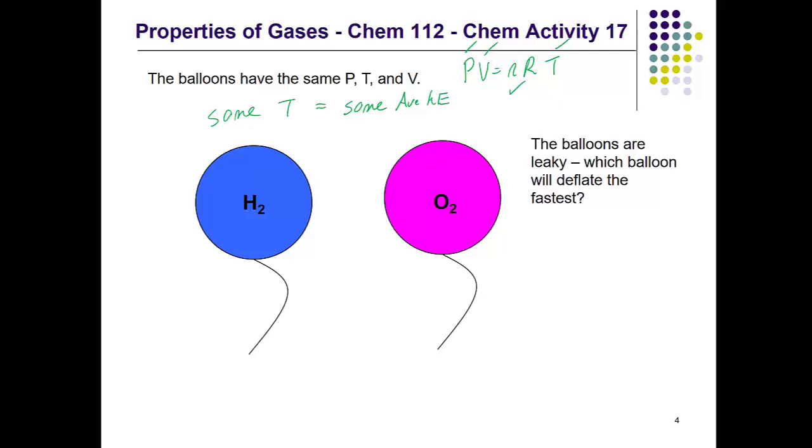But then I asked the question: the balloons are leaky. And actually, this is true of any balloon. There's no balloon that you could fill up with air, or some other gas, and expect it to remain inflated forever. So the balloons will be leaky. Let's assume that they're both leaky to the same degree. But then I'm asking, which balloon will deflate the fastest?